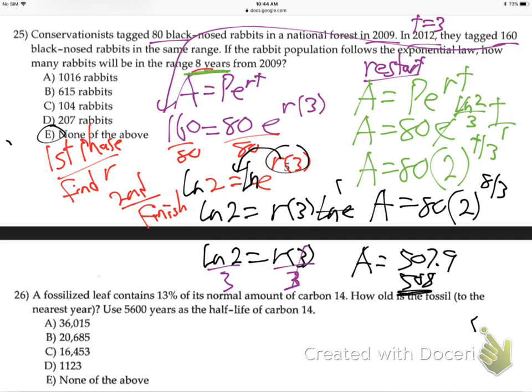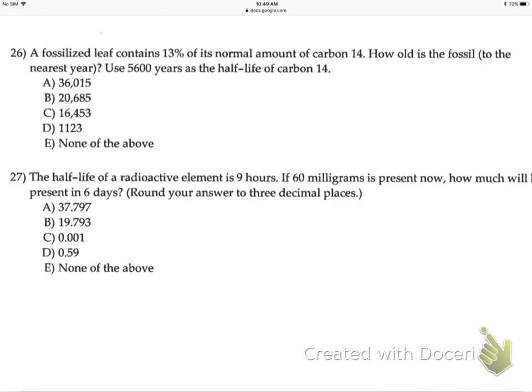Is that good there? So exponential growth decay, PERT formula, 2 problems in 1. First, do all the work, get your hands on R, start PERT again, finish it up. Okay. So number 16, a fossilized leaf contains 13% of its normal C-14. 5600 is the half-life. Remember I gave you a little shortcut for half-life problems?